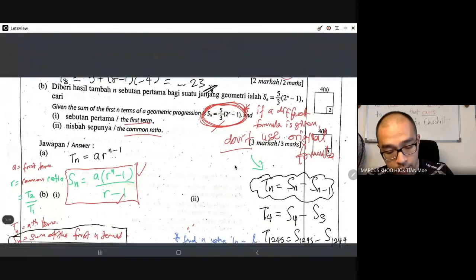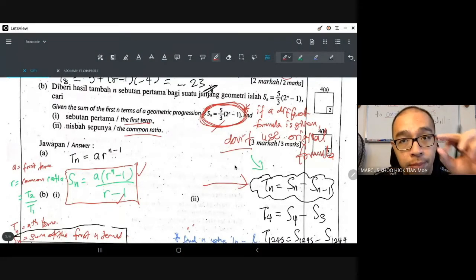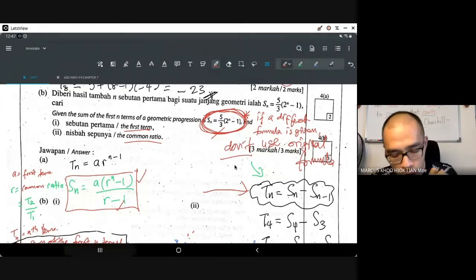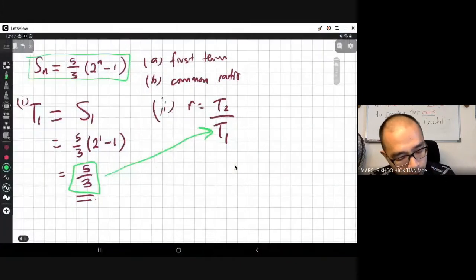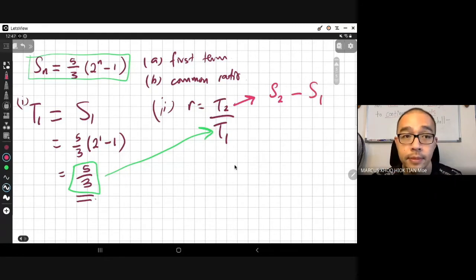Okay, we go back to this one. If you want to find a particular term, you need to find the sum up to that term minus the sum before. So, if you want to find T2, T2 is S2 minus S1. And can I find S2? Can, because I have the Sn formula.